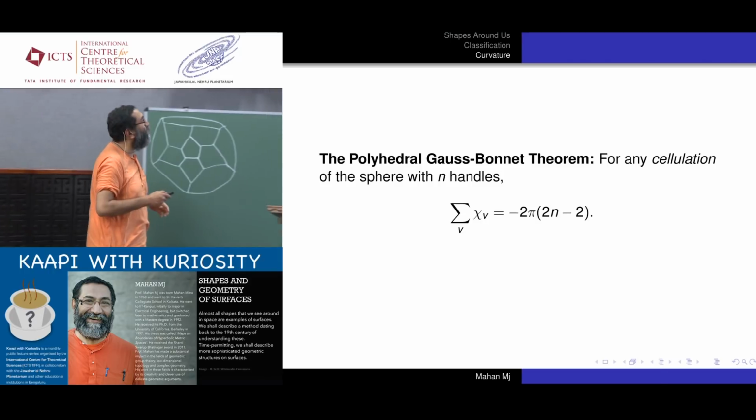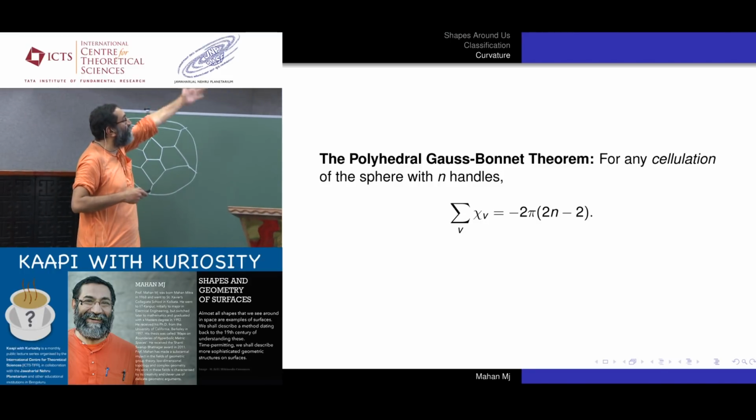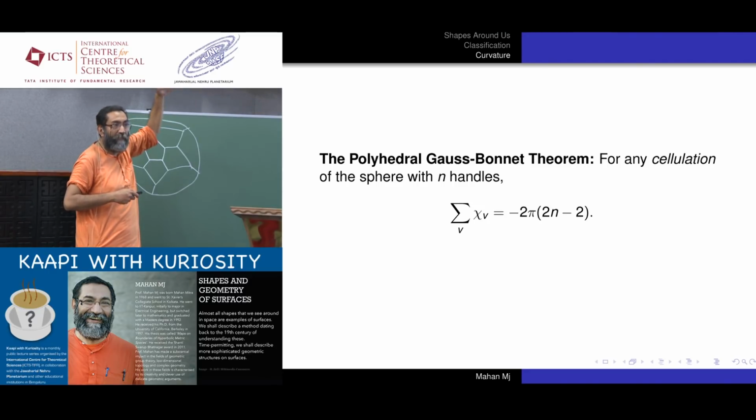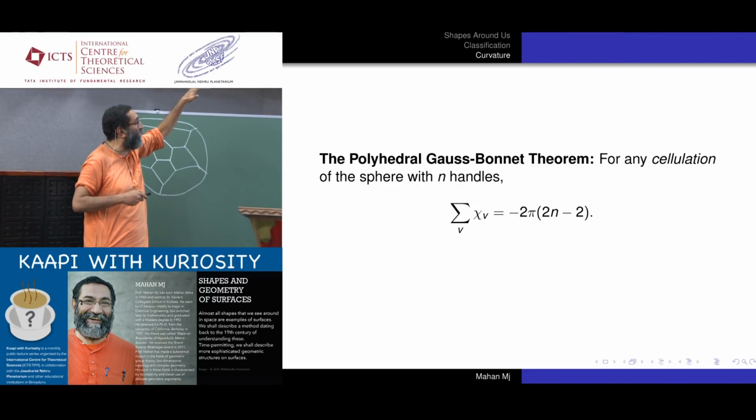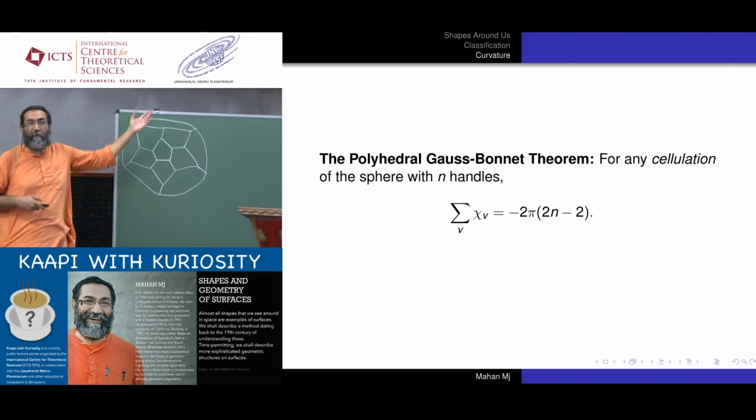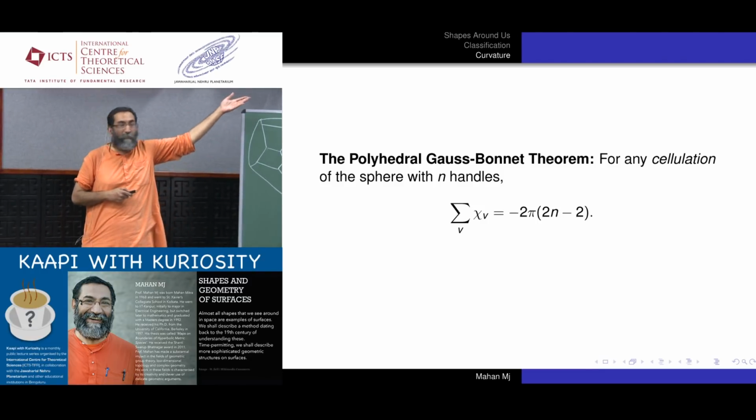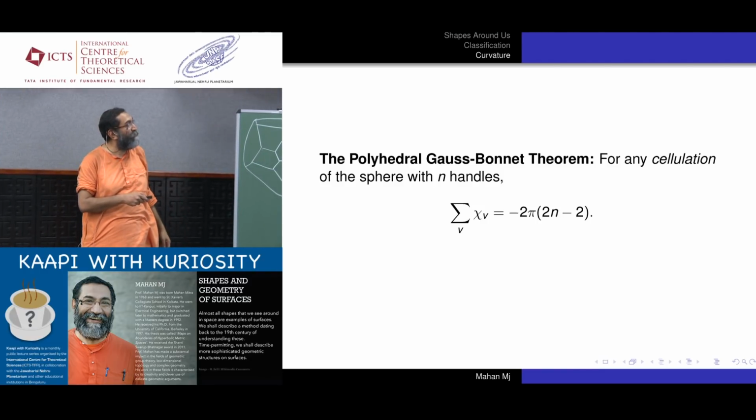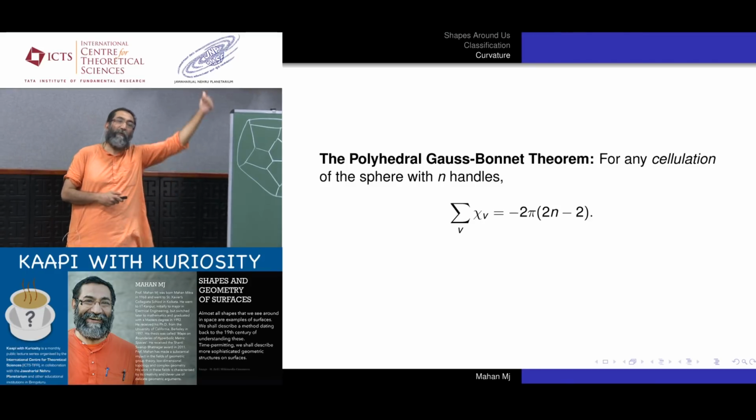Yeah, so this is the polyhedral Gauss-Bonnet theorem. You take a sphere, you take n handles on it, and you look at a cellulation of that, which means you decompose that into polygons, and then you sum all the curvatures concentrated at vertices. You're going to get 2 pi times 2 minus 2n, or minus 2 pi times 2n minus 2. So when the number of handles, n, is 0, it's minus 2 pi times minus 2, which is 4 pi, which is what we've already obtained. Okay, so I'll stop there. Thank you.